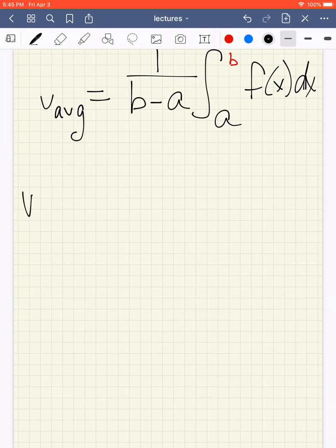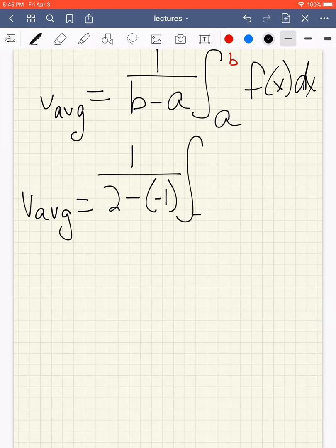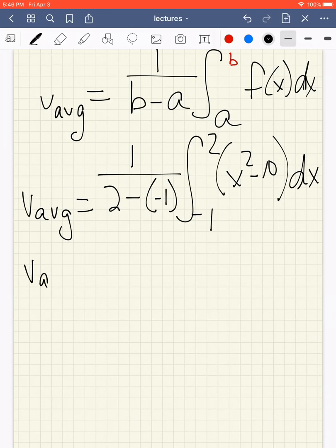So the average value will be 1 over b, which is 2, minus a, which is -1, times the integral from -1 to 2 of x squared minus 10 dx. You guys don't forget to put that dx in your integrals. It's impossible to integrate without that differential in there. Some of you have gotten pretty sloppy about that. Okay, so now 1 over 2 minus -1 is 1/3.